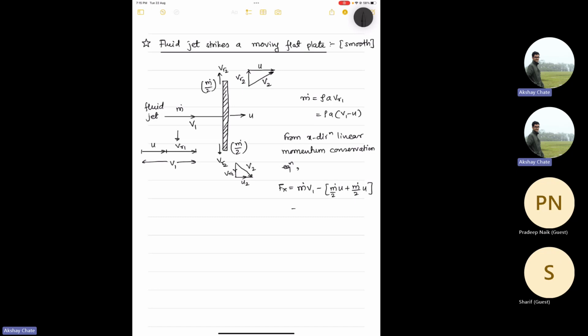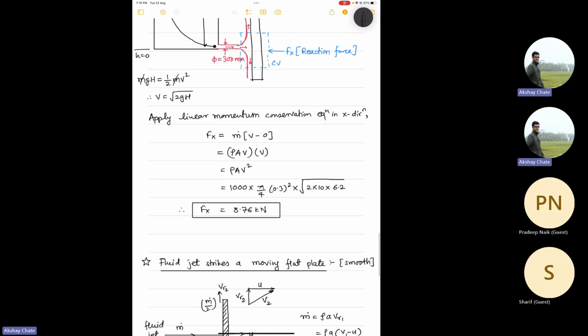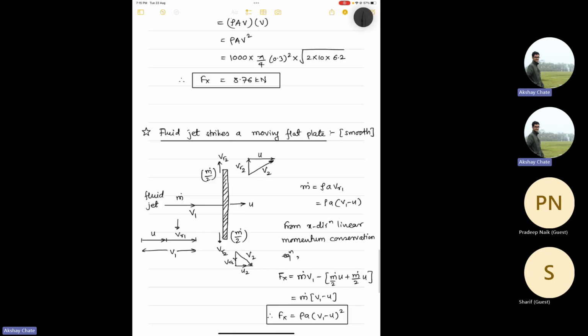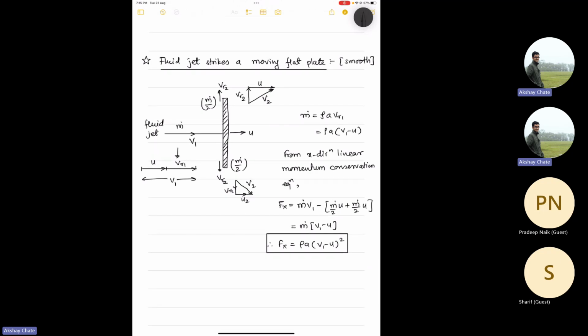So therefore, if you do that, you get m dot (v1 minus u), and m dot is rho a u. So basically, F of x becomes rho a (v1 minus u) square. So this is a very important result that you should remember, because if you consider this problem that we solved here, when there was a rigid wall, your net force was F equal to rho a v square, because there was no relative velocity. But here, since it is moving with relative velocity, there is some loss of force, because the actual speed at which the fluid hits is lesser than the speed with which the fluid is moving. This question was asked in the GATE exam.